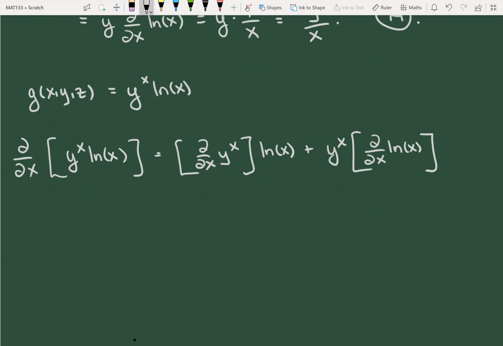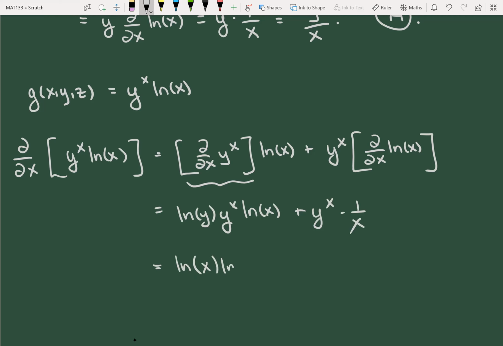Now, this one we actually did above. So that's going to be ln y times y to the x times ln x, plus y to the x times 1 over x, right? And you could stop there if you want, or there's some simplification you could do here. I wouldn't go much further than that, but does that make sense?